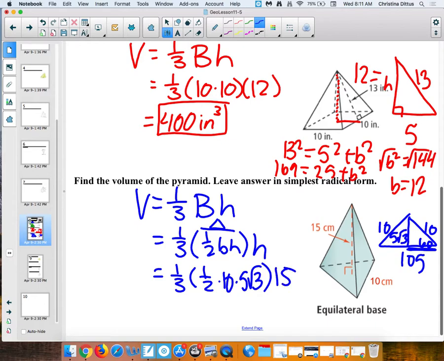So 15. Notice this one says leave in simplest radical form, so that means multiply everything except for your square root of 3. And what do we get? 125, and then label.